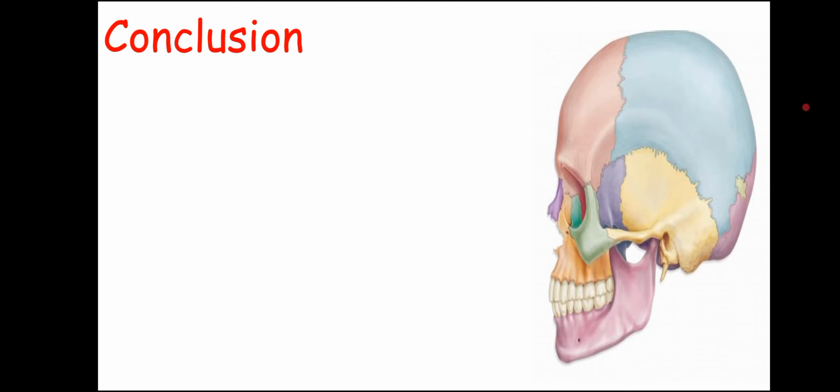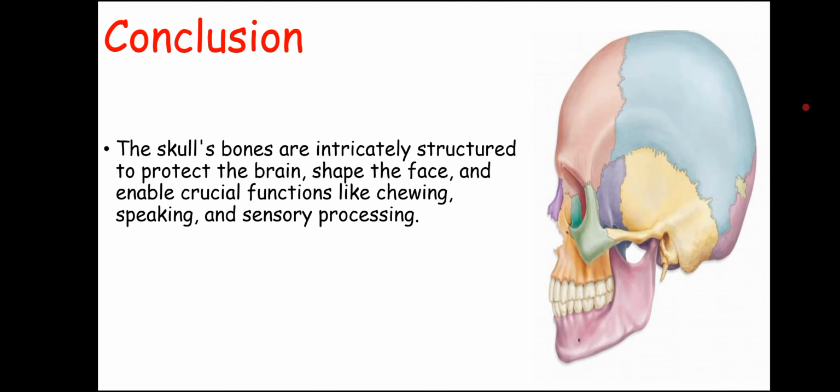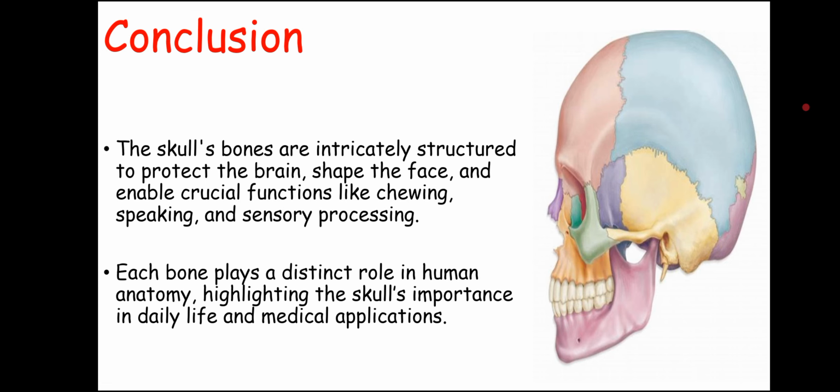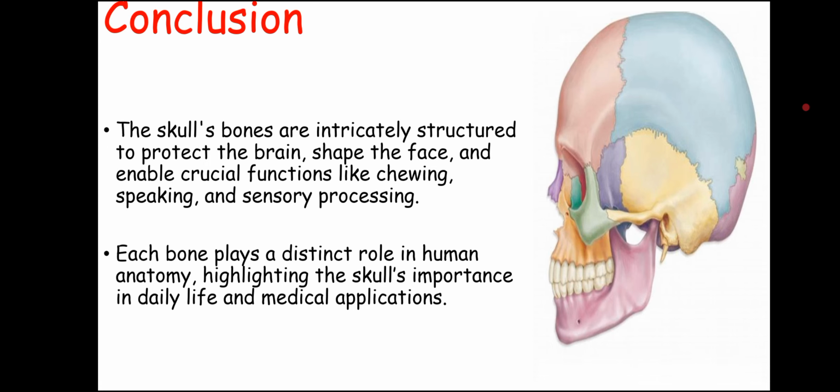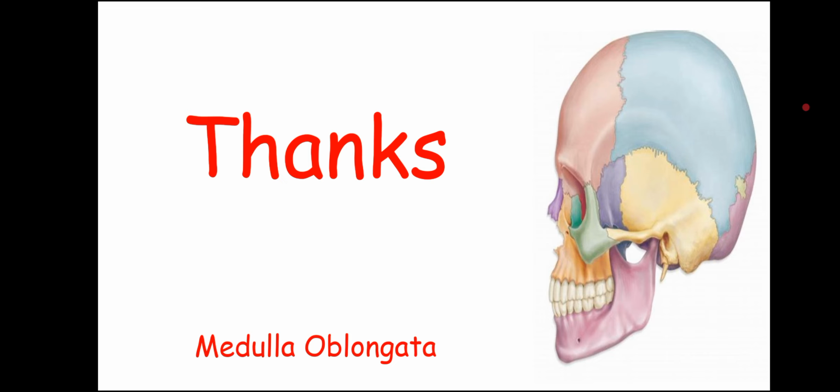Now let's talk about the conclusion of this lecture. Skull bones are intricately structured to protect the brain, shape the face, and enable crucial functions like chewing, speaking, and sensory processing. Each bone plays a distinct role in human anatomy, highlighting the skull's importance in daily life and medical applications. So this was all about the bones of skull.